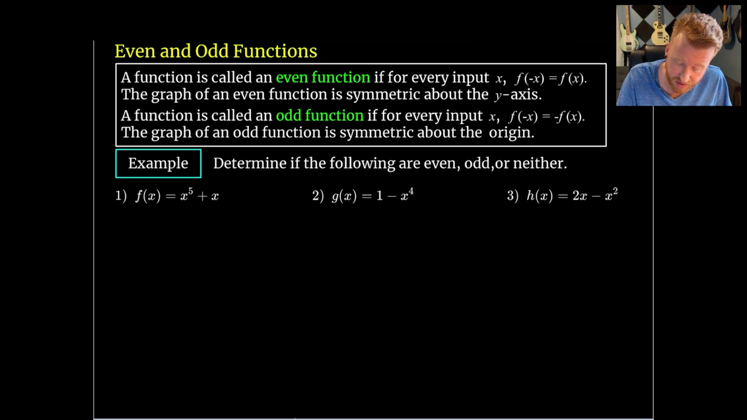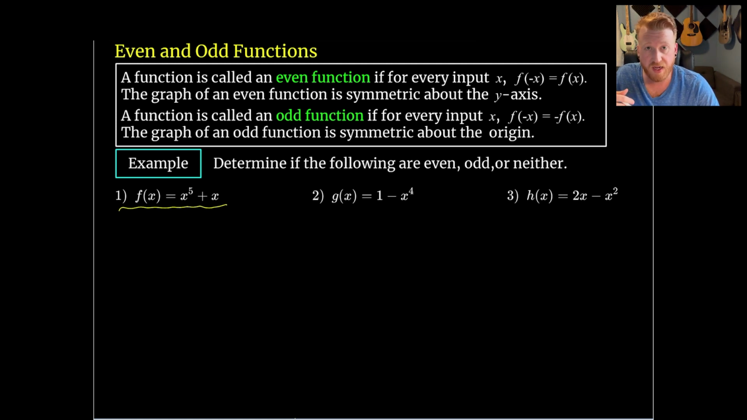So at first, we're just going to get some practice plugging things in and seeing how we could compute this from equations. And then on the next page, we will look at the graphs of these examples to explicitly see their symmetry. So let's take a look at this first one. We have f of x equals x to the 5th plus x. And we want to determine, are these functions even, odd, or neither?